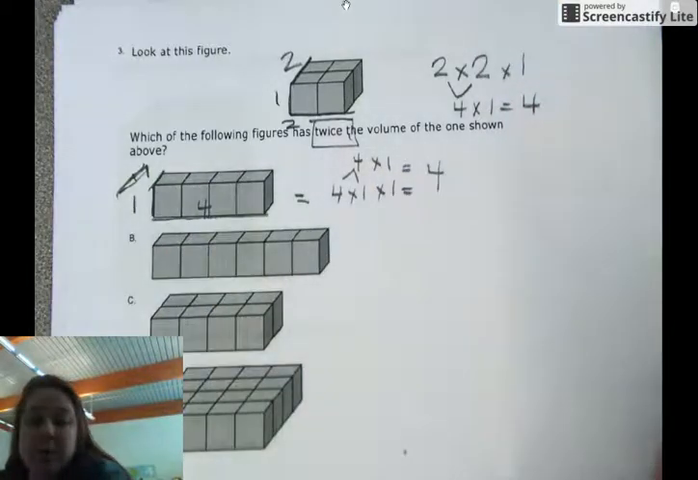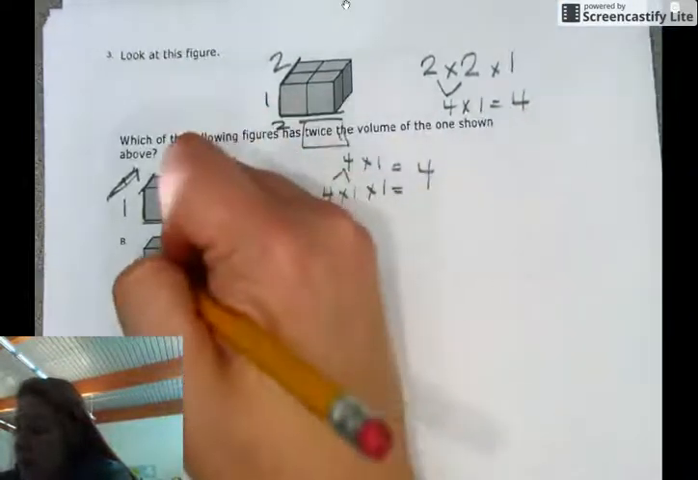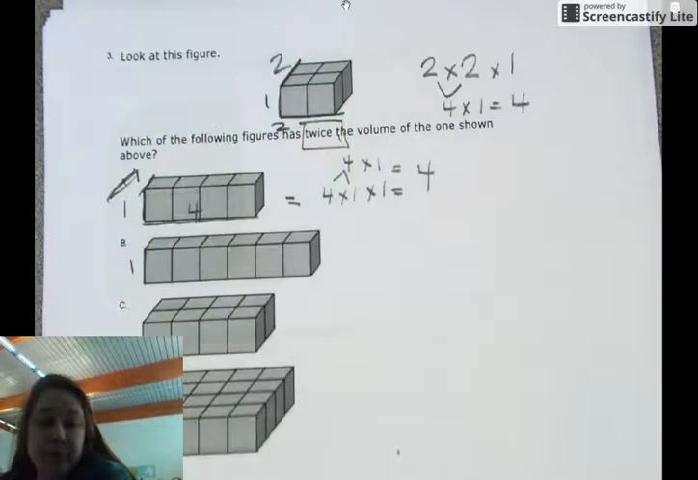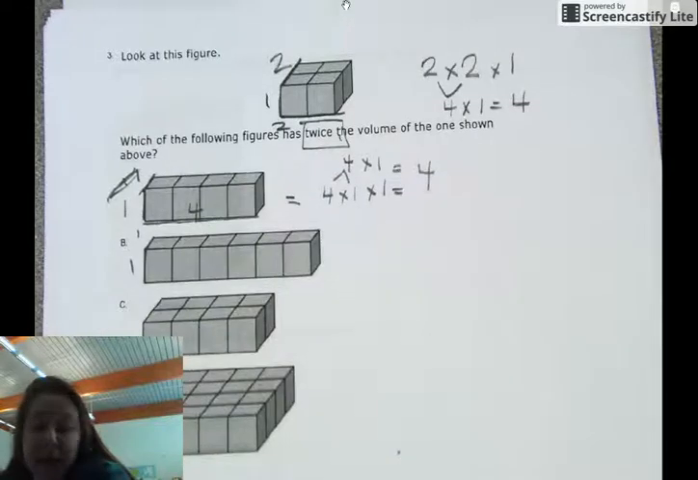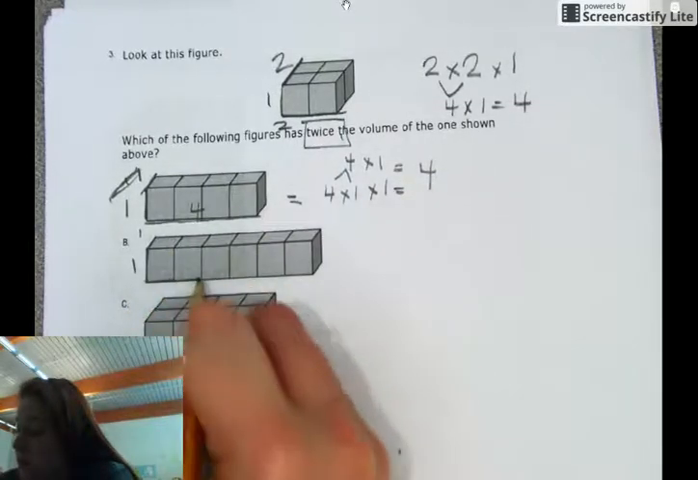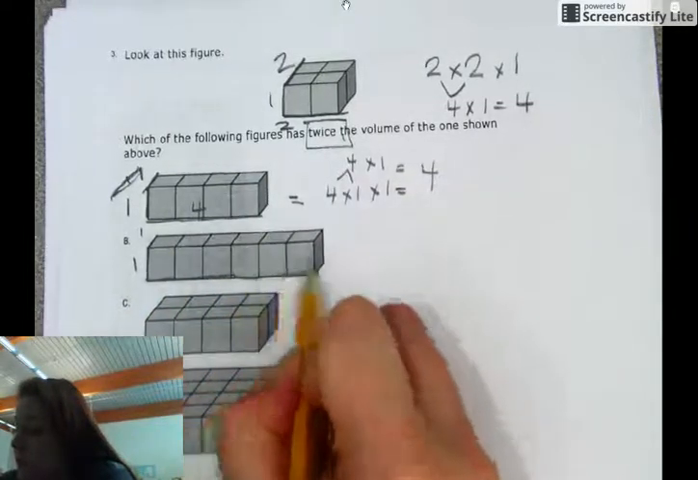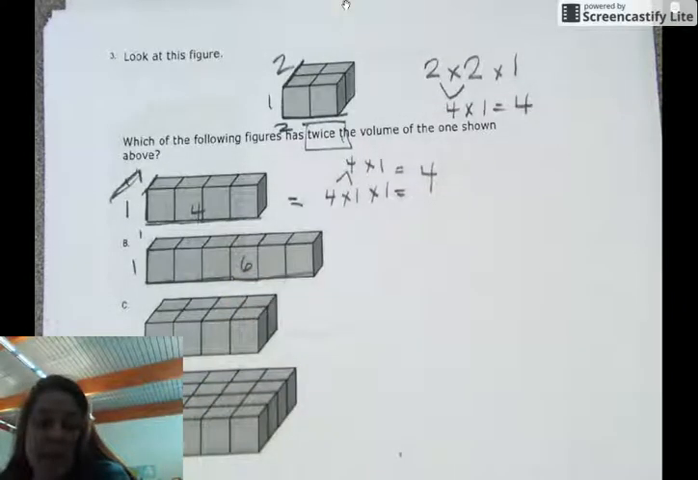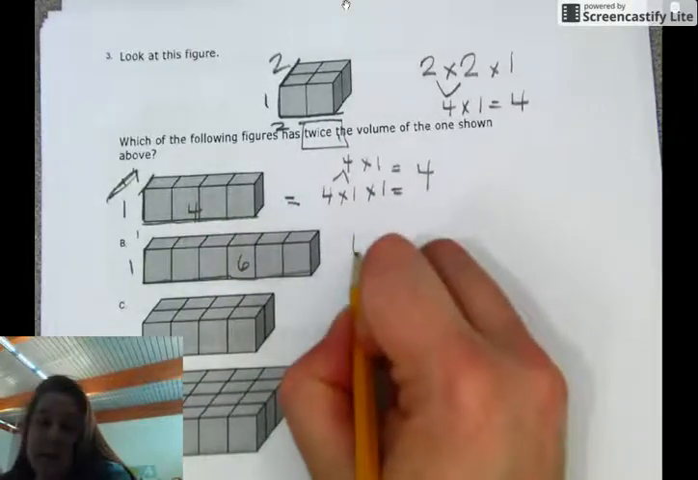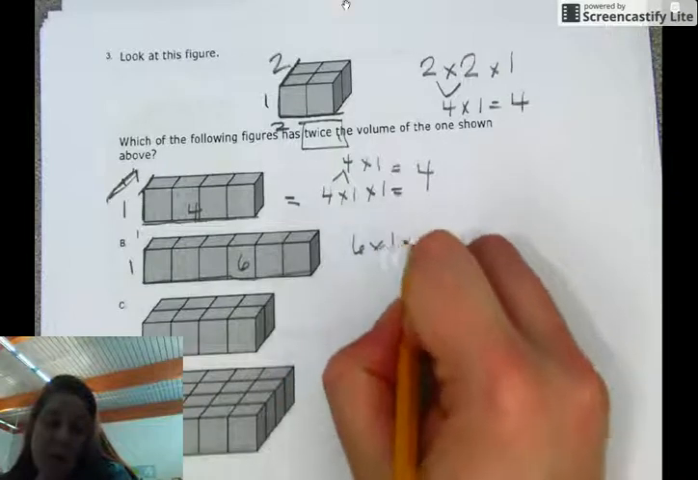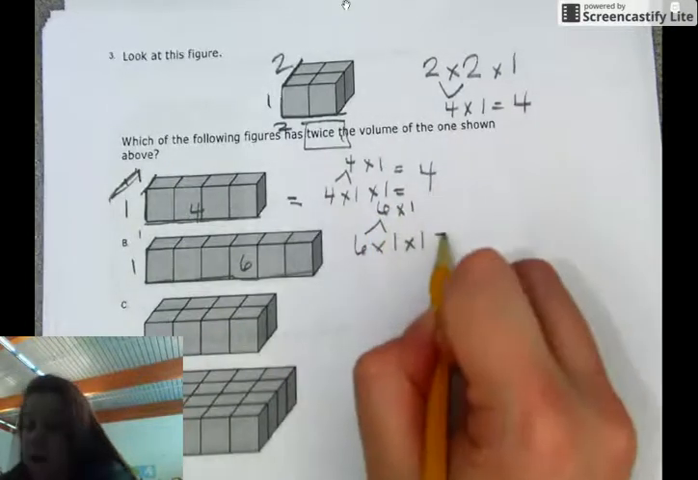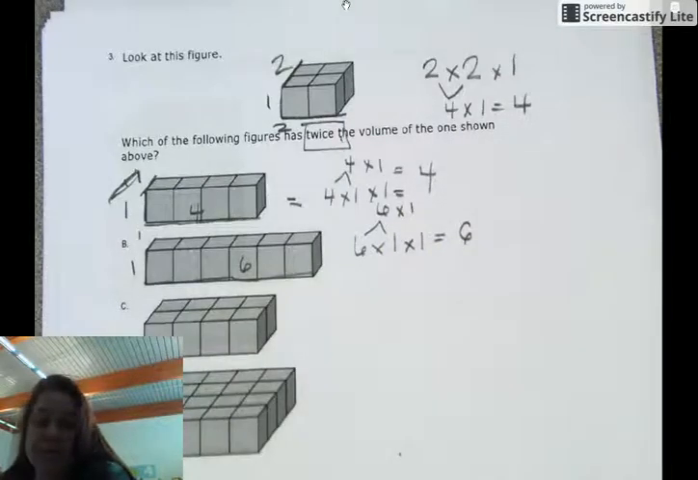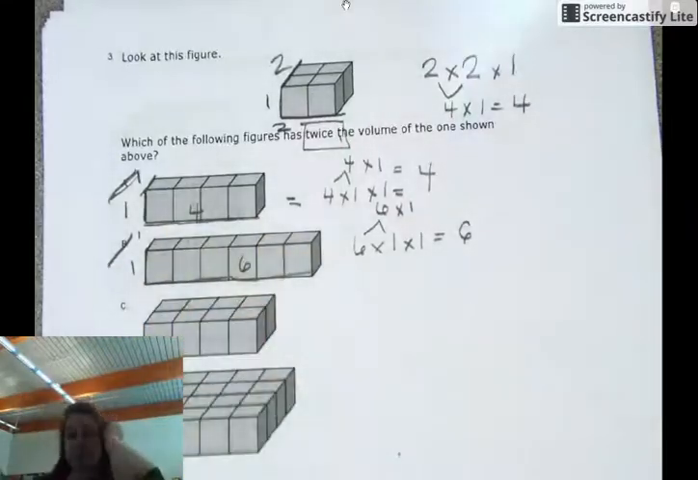Okay, let's look at the next one. Here's my height, it's 1. Here is my width, it is 1. And let's look at my length. I have 1, 2, 3, 4, 5, 6, 6 is my length. So I'm going to take 6 times 1 times 1. 6 times 1 is 6, times 1 gets me 6. Still not twice what the volume is.